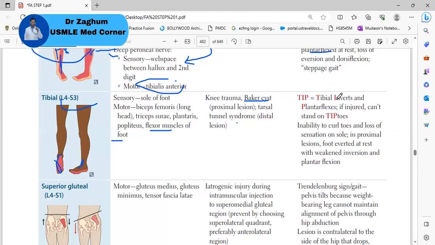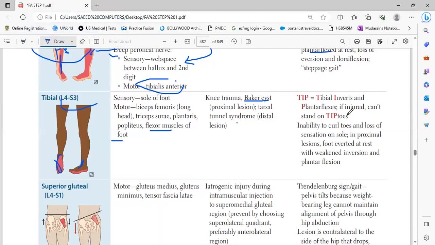Tibial nerve: inverts and plantar flexes. If injured, the patient can't stand on tiptoes. This is a high yield one: can't stand on tiptoes, it is the tibial nerve. Also inability to curl toes and loss of sensation on the sole. So that's all about it.